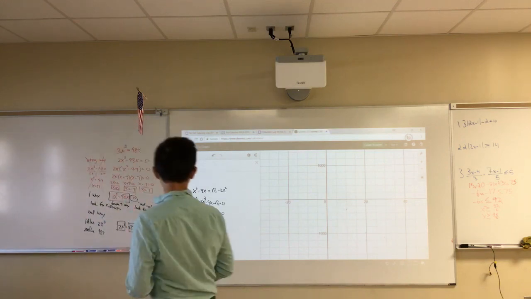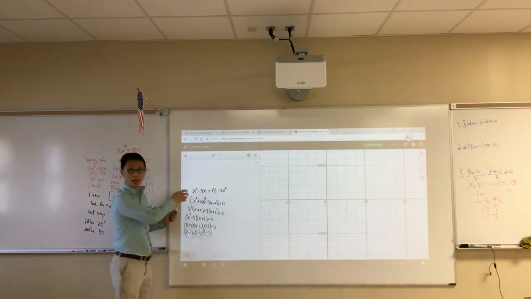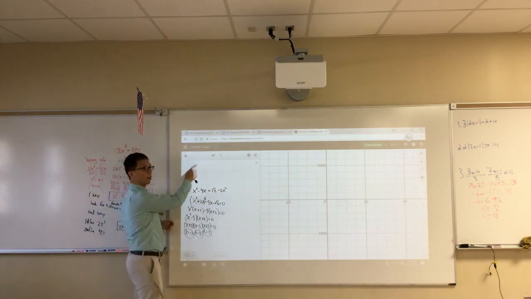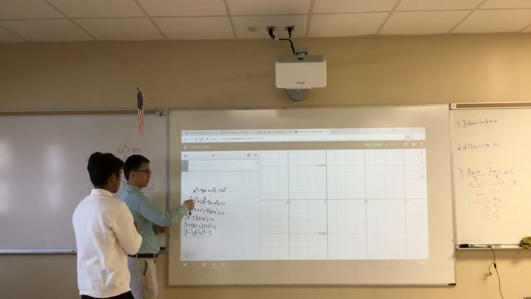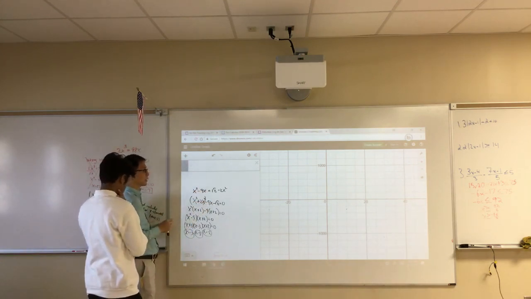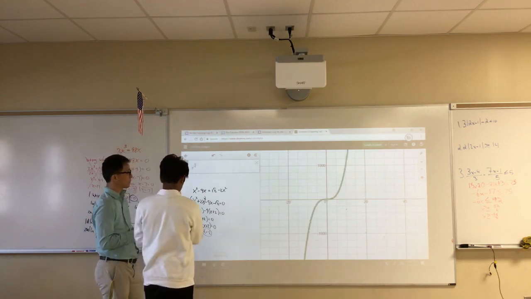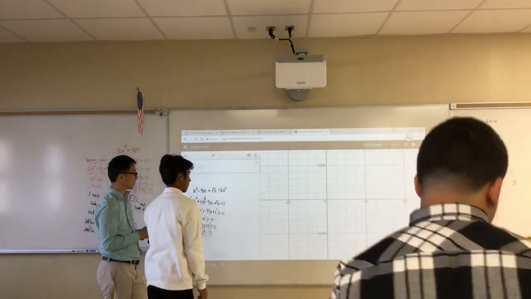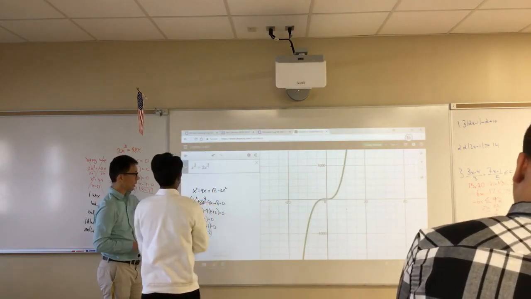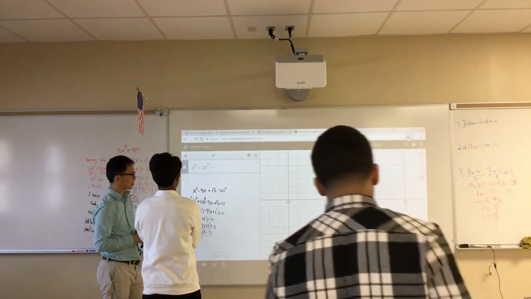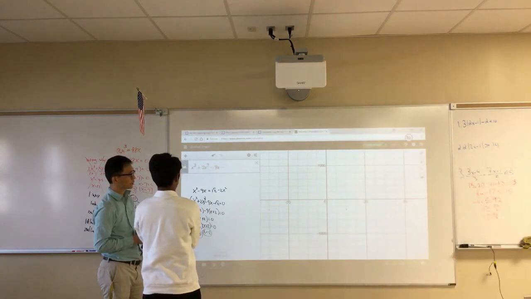Wait, you're gonna grab everything and move it to the left hand side and graph that function. So everything on the left. x cubed plus 2x squared. No, look at this. Minus 9x minus 18.